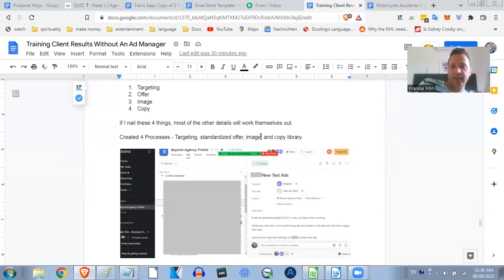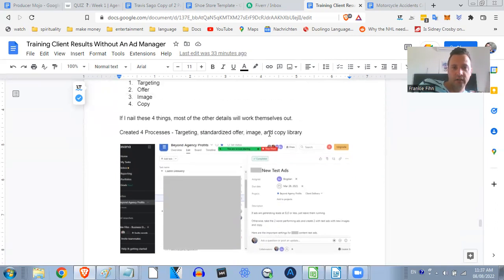We have an image, and our images are pretty straightforward. We got a process, but they're mostly like lawyer's face, picture of the book, lawyer's face, picture of the book, get the free book. Sometimes they have pictures of motorcycles, things like that. But for the most part, we're giving them the same thing. And then we have a copy library. Again, I will come back to that in a second because I want to show you guys what that looks like.